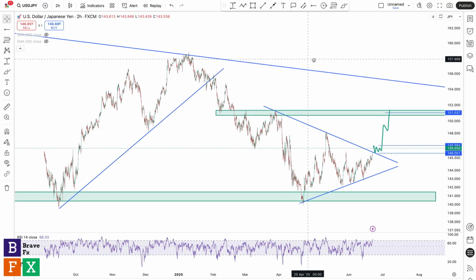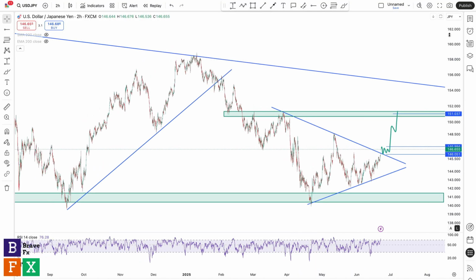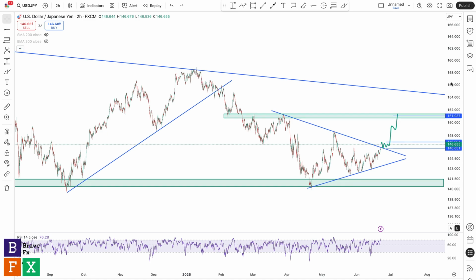I would have talked about other currency pairs, but they are just not in touch right now. EUR-USD, GBP-USD, they've been messy. So USD-JPY is the only chart for major currency pairs I see that looks worthy of taking a look at. That's what I'm talking about, USD-JPY right now.